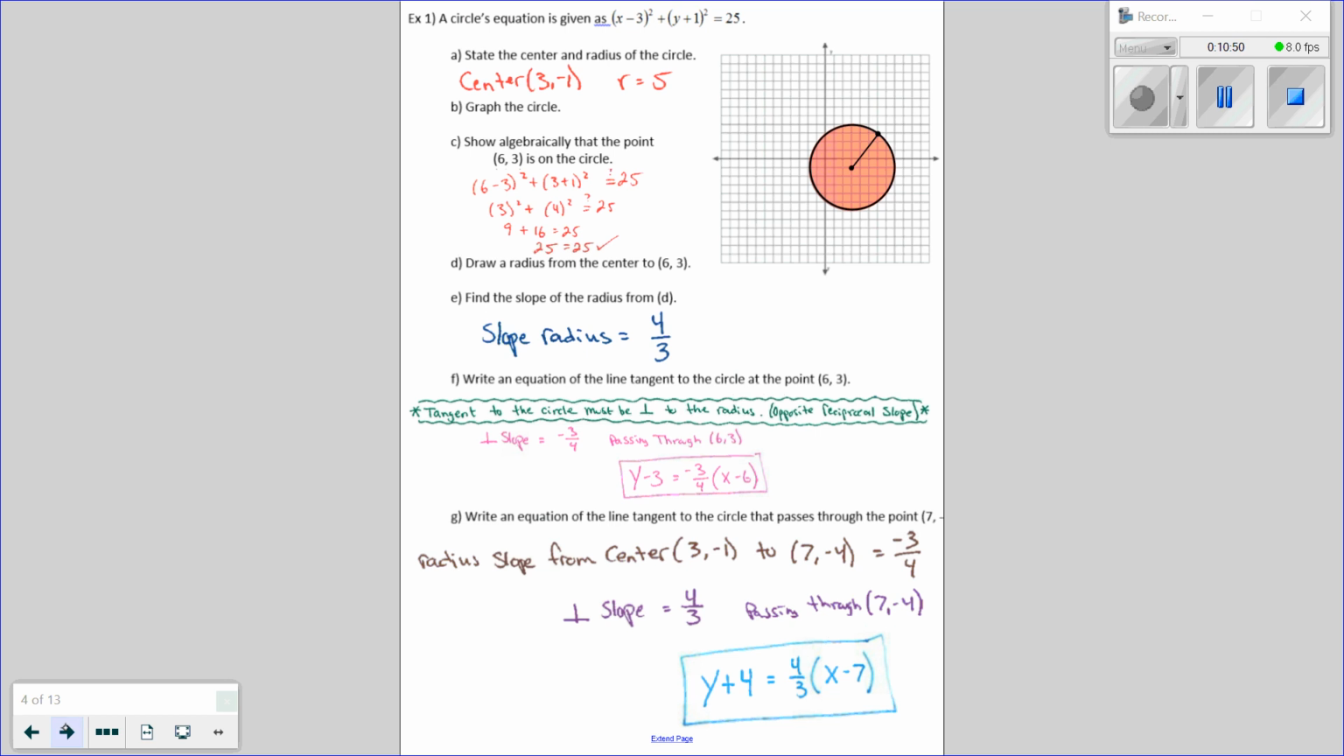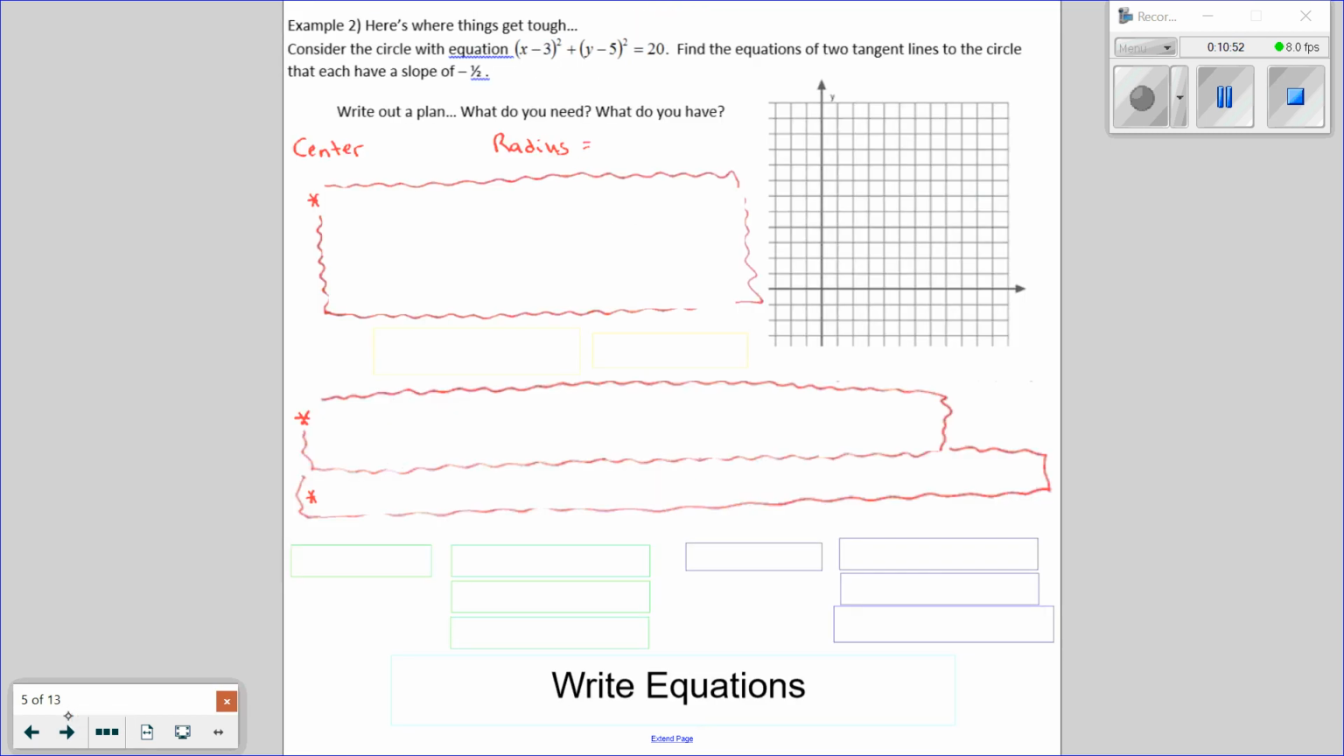Okay, well, not a big deal so far. But here's when things get a little tougher. Let's consider the equation (x - 3)² + (y - 5)² = 20. Find the equations of two tangent lines to the circle that each have a slope of -1/2.